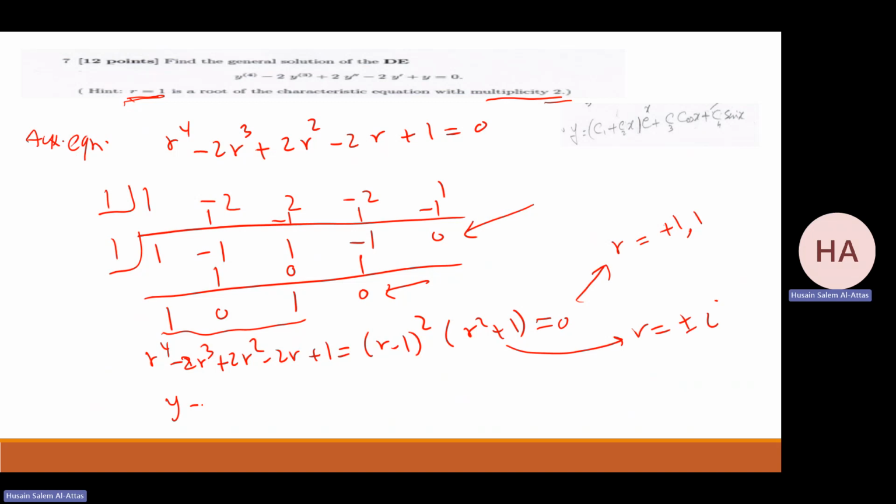So my general solution will be C1 e to the power x plus C2 x e to the power x. This will give me sine and cosine: one cosine and one sine. Usually we start with cosine. So this will be my answer.